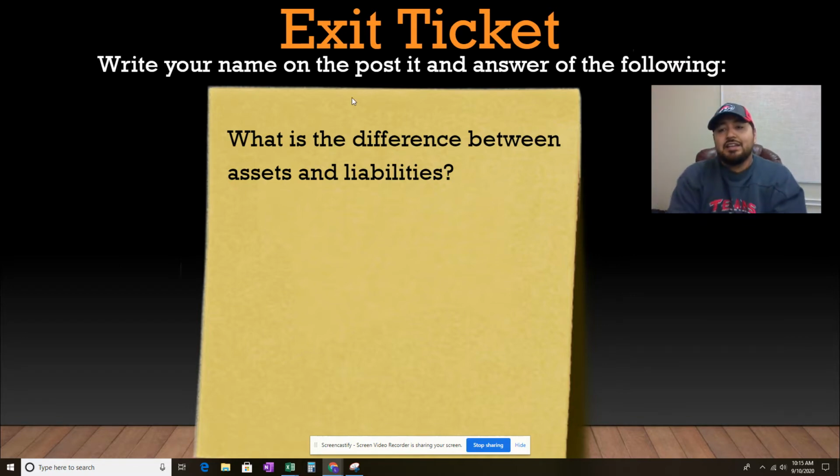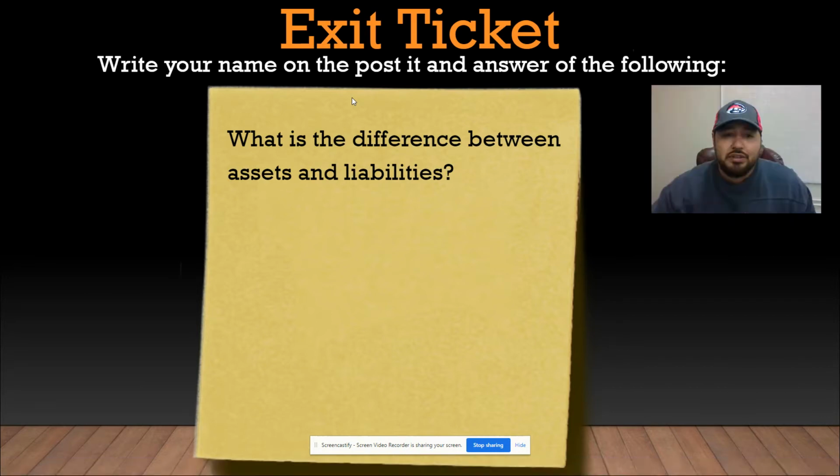And yesterday we left off with our exit ticket where it says, what is the difference between assets and liabilities? And I saw a lot of great answers whenever you were turning in your discussions. Most everybody was getting it right, which is great. They're saying assets are something that you own and liabilities are something that you owe. Assets own, liabilities owe. And so that's how you would answer that exit ticket.